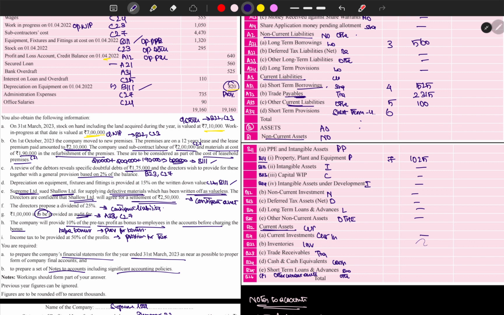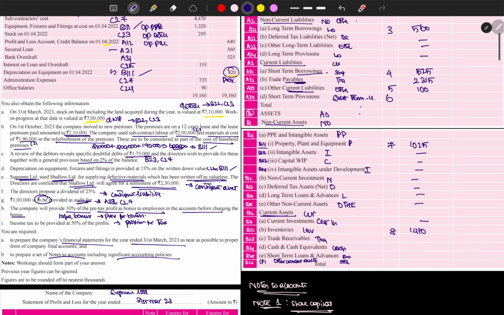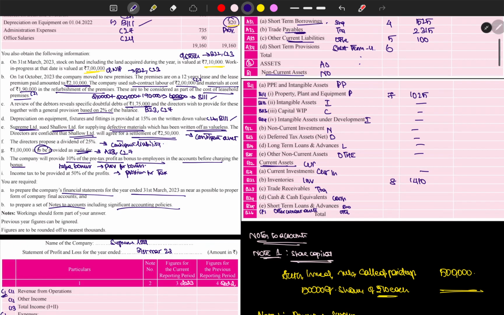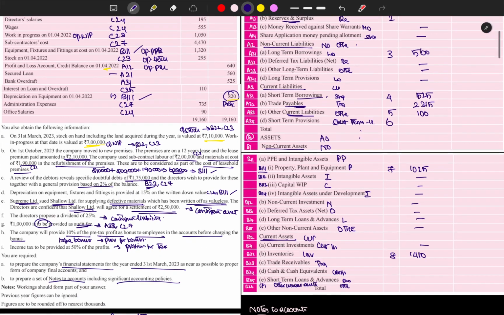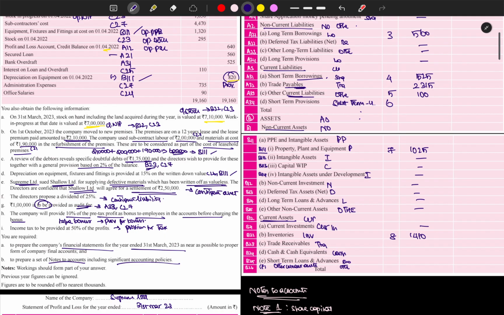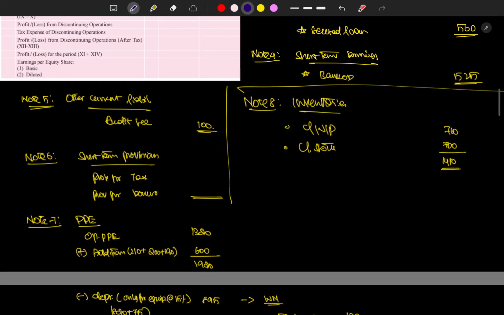1410, note number 8. Trade receivable is B23. How many B23? Here there is one B23. Any other B23? That's it, right? Okay, note number 9, which is trade receivables.